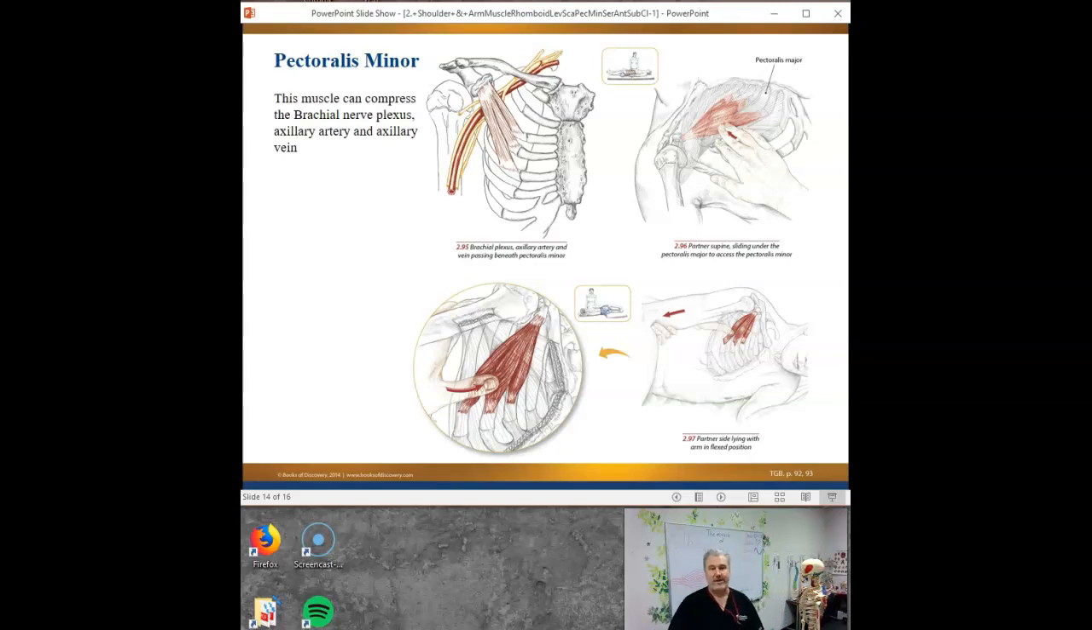So, the pectoralis minor and the serratus anterior kind of pull stuff forward and down. The rhomboids and levator scapula pull stuff back and up. And this can fight with this.